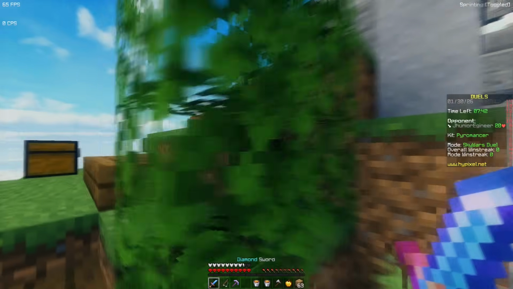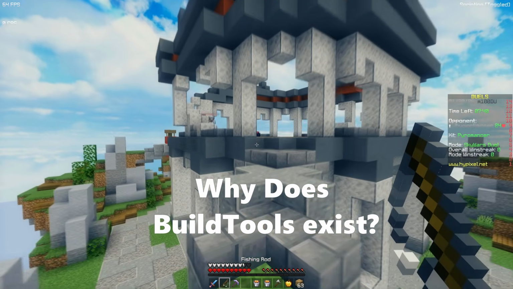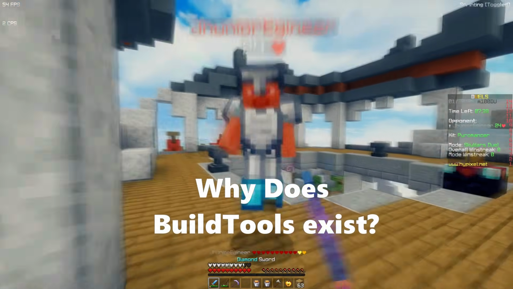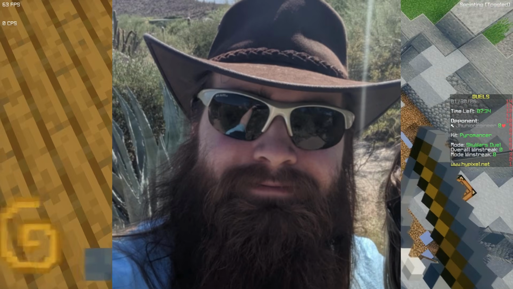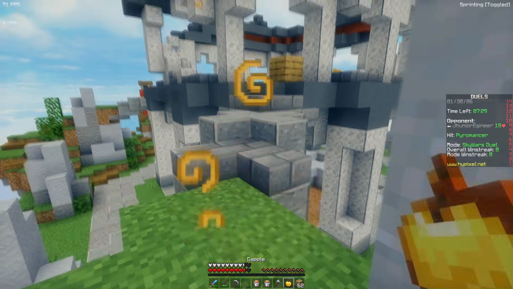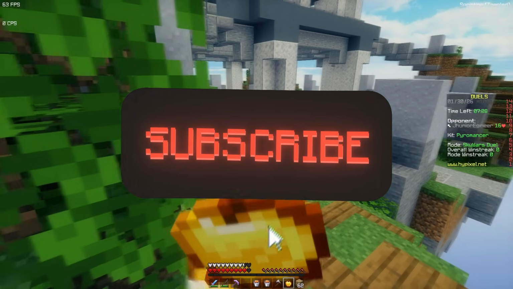So let's start with the basic question. Why does BuildTools even exist? In 2014, an original Bukkit developer, Wolverness, issued a DMCA takedown against Spigot. The claim was that Spigot was violating the GPL, a software license that has very strict rules about redistribution.